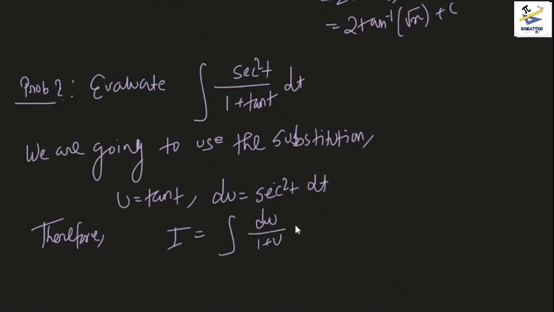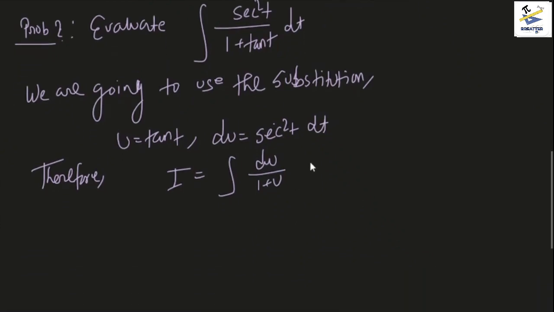And now the integral of 1 by 1 plus u is just ln of 1 plus u. You can do it again by substituting 1 plus u as f or g or another variable and see that that is the exact case here. So this would give you ln of 1 plus u plus c, but we can put back the value to find it is ln of 1 plus tan t plus c, which is the answer.